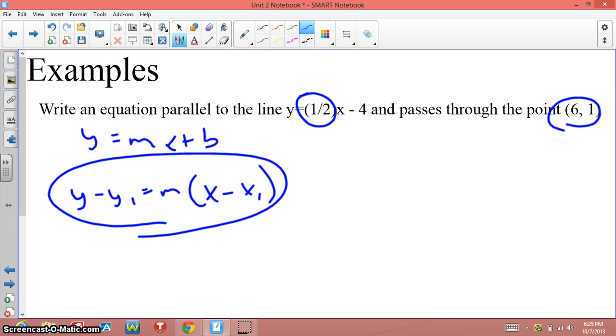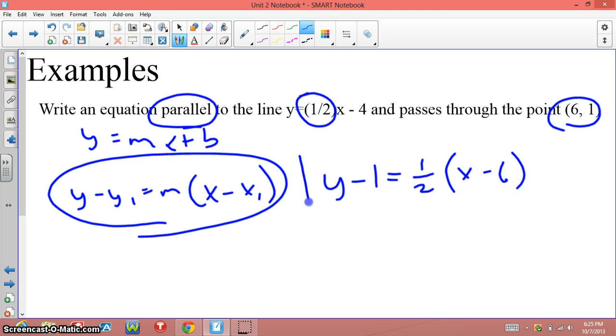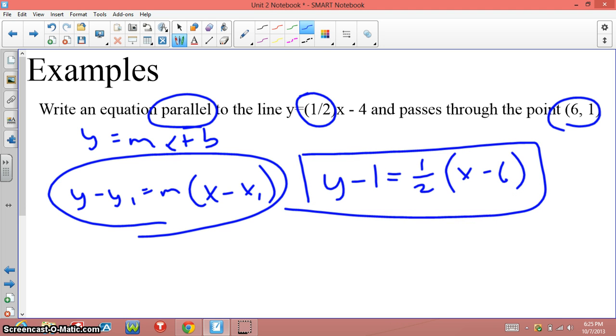Significantly easier. Alright, so we're going to go ahead and answer what we've got. So I know my y1, it's 1. So my equation is going to be y minus 1 equals my slope. It's parallel, so I want the same slope. So 1/2 times my x minus x1, so x minus 6. And that's your equation in point slope form. And you're done. That's it. Okay, alright, next example.